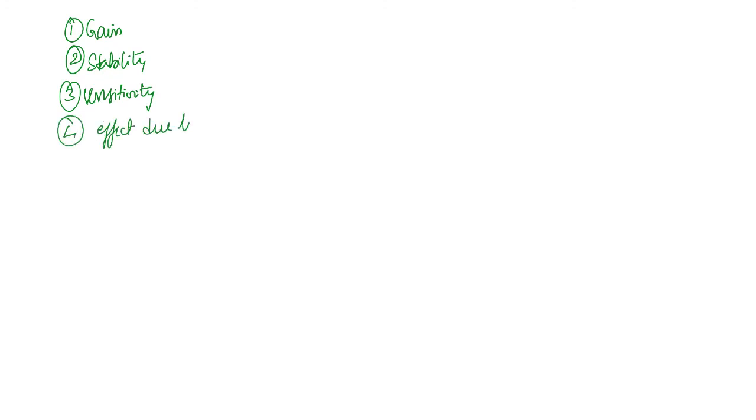So we have discussed gain, stability, sensitivity to parameter variations, and finally effect due to disturbance. Right. So now we will see what are the advantages and disadvantages of a feedback system when compared to an open loop system. Okay. So first and foremost, the primary objective of feedback.